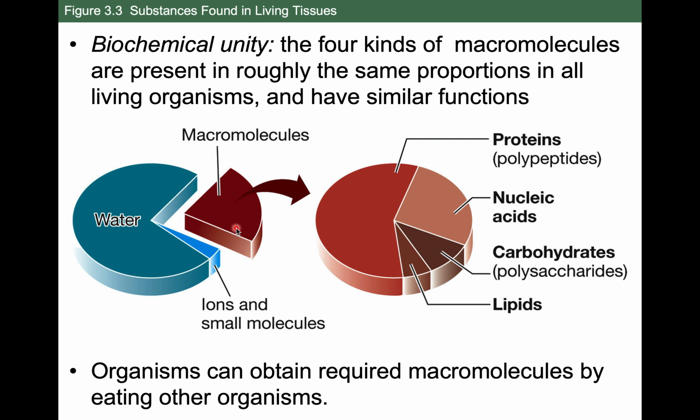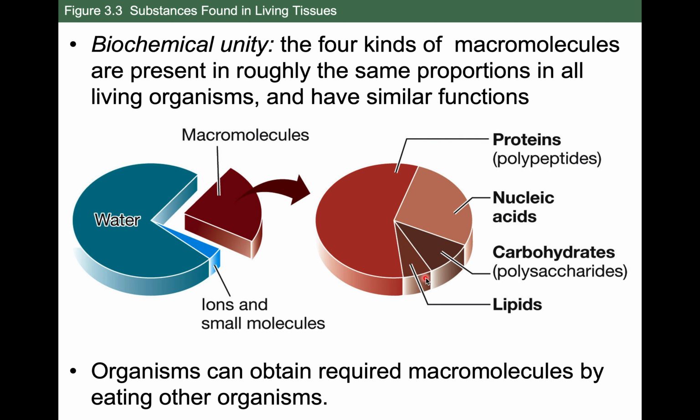Of course, the vast majority of the cell is going to be water, and then you have a little bit that's going to be other ions and other small molecules in there. And if we focus in just on the slice that's macromolecules, you're almost always going to find this particular distribution. So a little bit more than half of the macromolecules are proteins, about a quarter of those are nucleic acids, and then you've got smaller slices of lipids and carbohydrates. So it's kind of crazy you find the same distribution in all living cells.